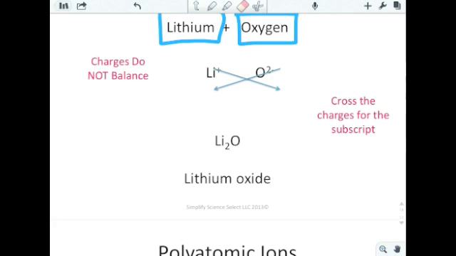Now all we have to do is name it. This is lithium. It's not a transition metal, so we don't need to put a Roman numeral for its oxidative state. And then we have oxygen, which we replace the ending of oxygen with IDE, and that's where we get oxide.